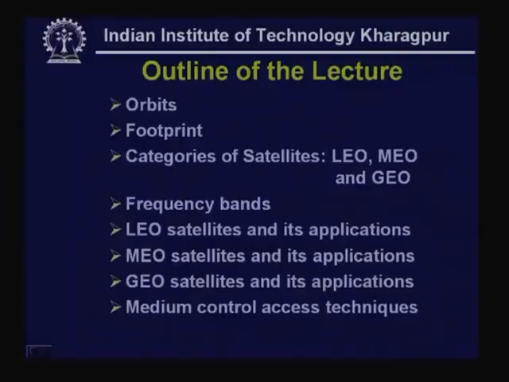First, I shall discuss some of the important concepts related to satellite communication, such as the concept of orbits, then the concept of footprint. Then we shall discuss three different types of satellites: LEO, MEO and GEO, lower Earth orbit, medium Earth orbit and geostationary orbit. And I shall mention the frequency bands which are used in satellite communication.